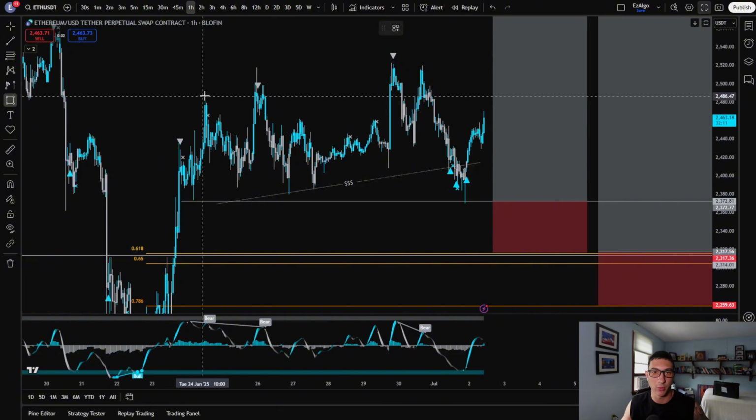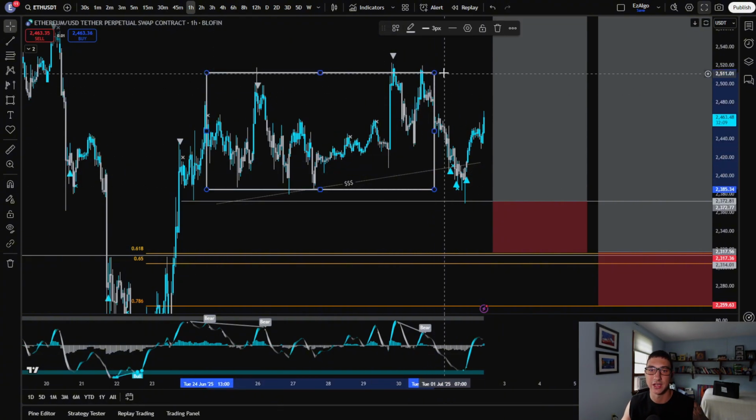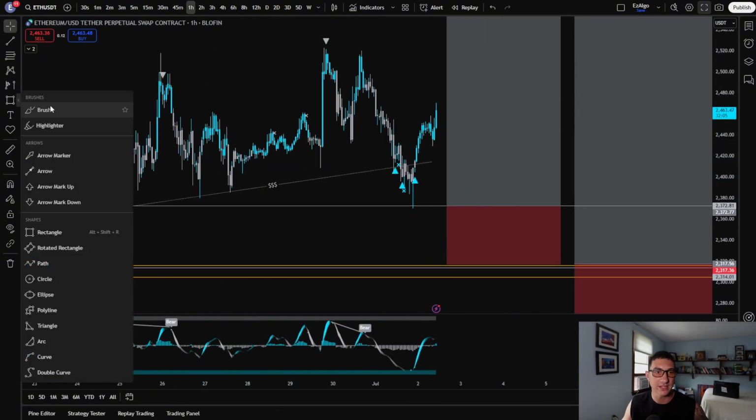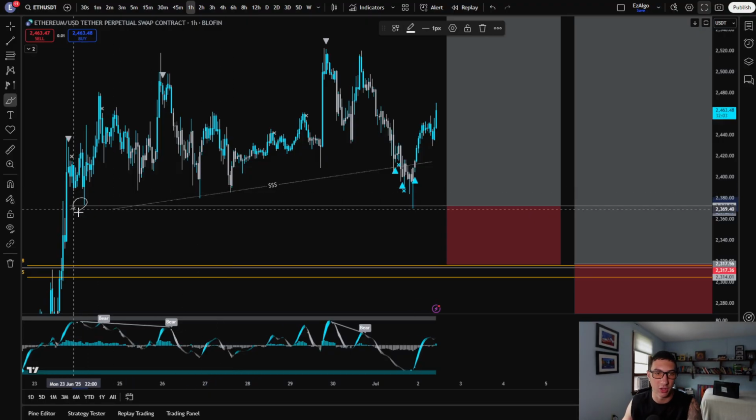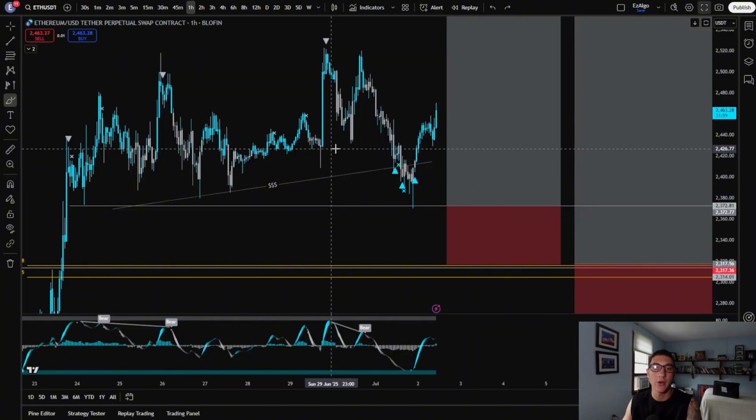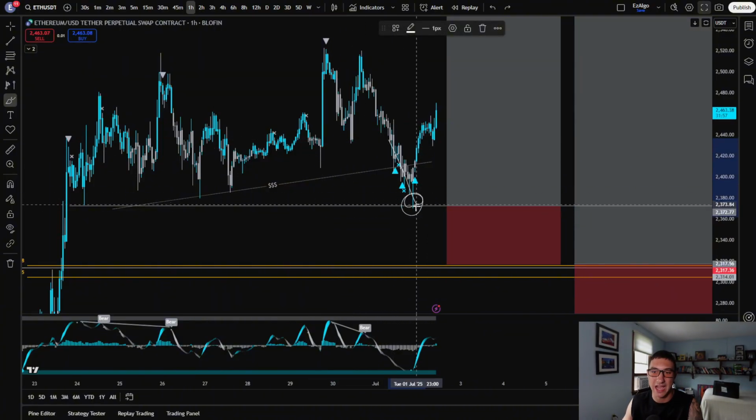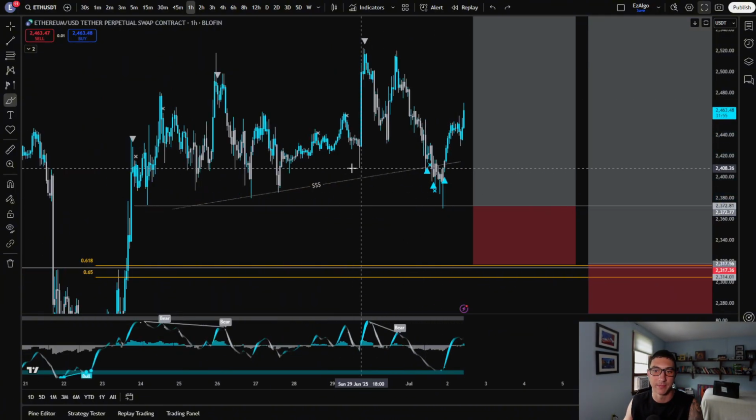So step number one on Ethereum, I saw we had this accumulation range, and I saw we had a ton of equal lows here, right? A low right here, a low right here, a low right here, a low right here. So I was expecting price to come down to take out these lows before moving back up to the upside.